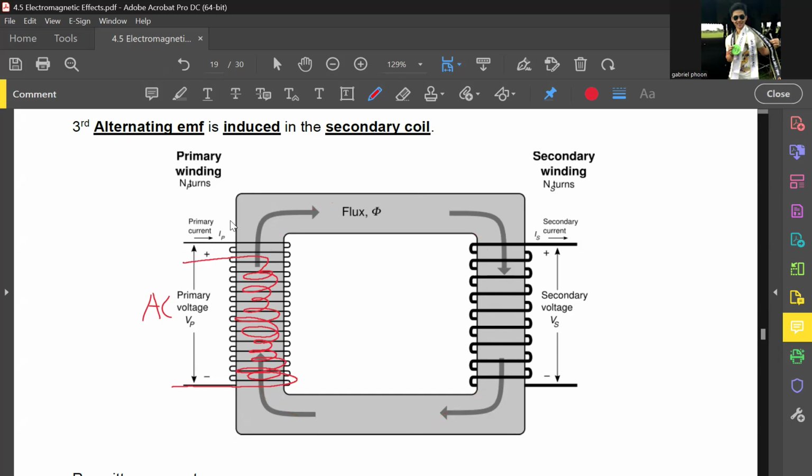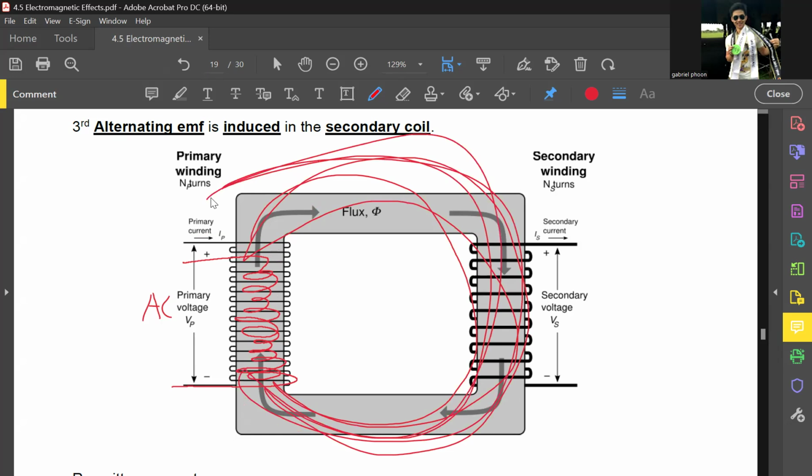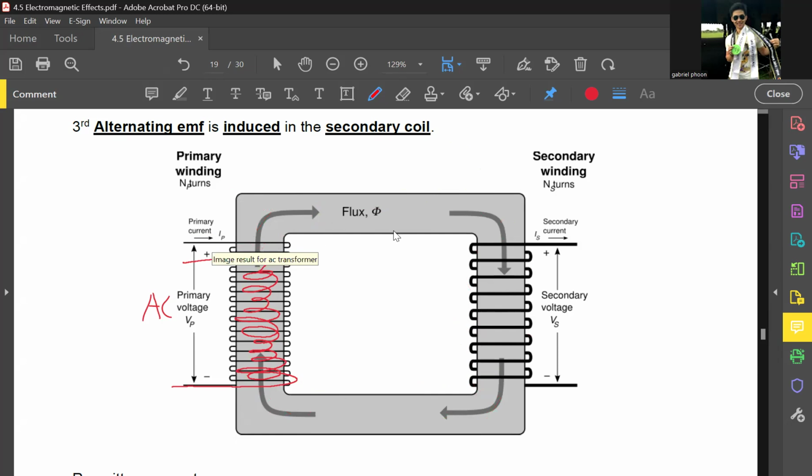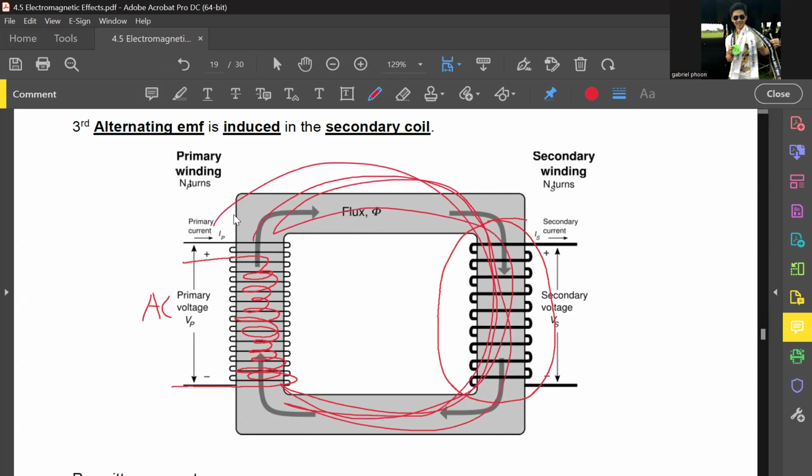So what's going to happen is the magnetic field that is generated will constantly change also. The first cycle will go like this, second cycle will go like this, third, fourth, fifth, sixth, 7, 8, 9, 10, and so on. You get the idea? But the magnetic field will constantly cut through this secondary coil here. Like I said, first cycle cut, then cut, then cut, then cut.